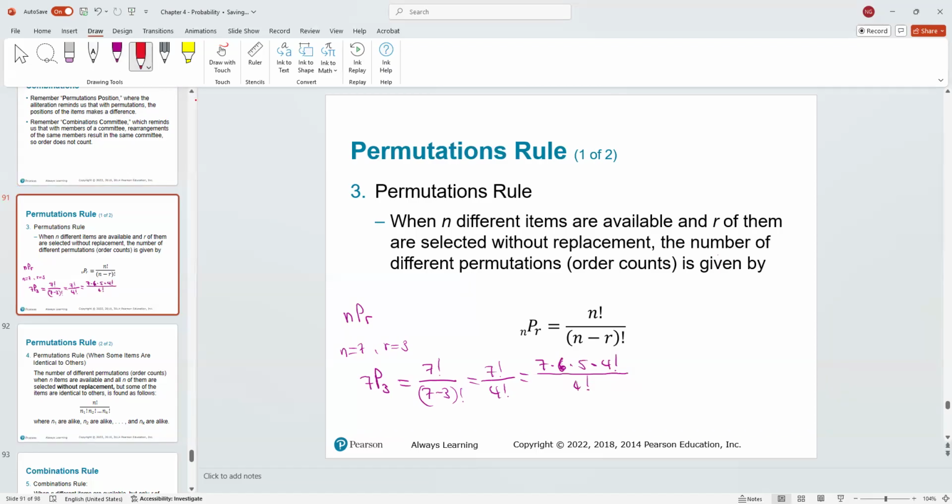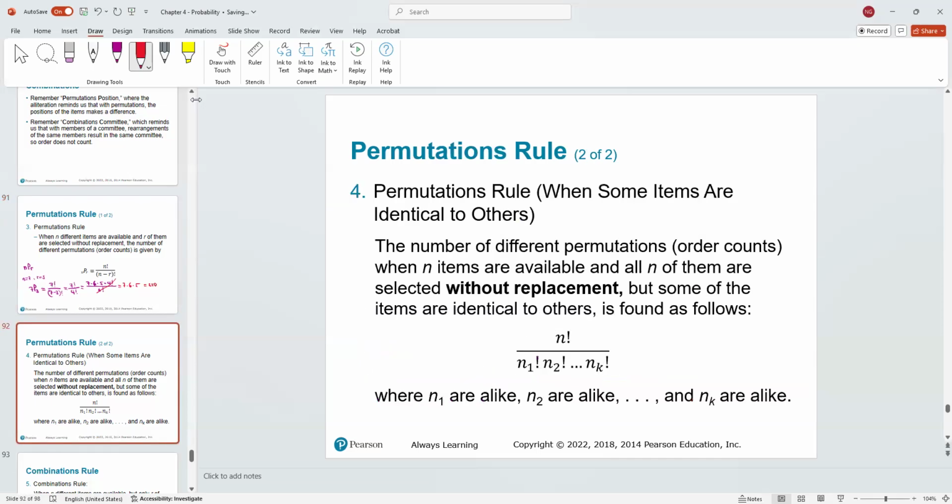So if I cancel these, I only have 7 times 6 times 5. So 7 times 6 times 5, we know the answer would be 210. So, how many different ways can you form a committee of three members from seven students where you have president, vice president, and secretary? There are 210 different ways to do it in order. But if you do combinations, of course, it's going to be different.